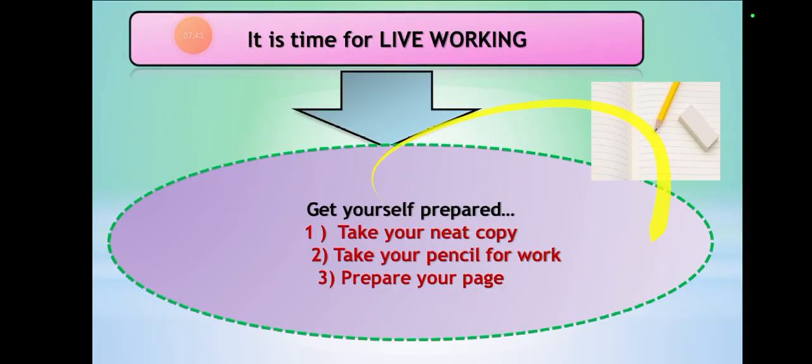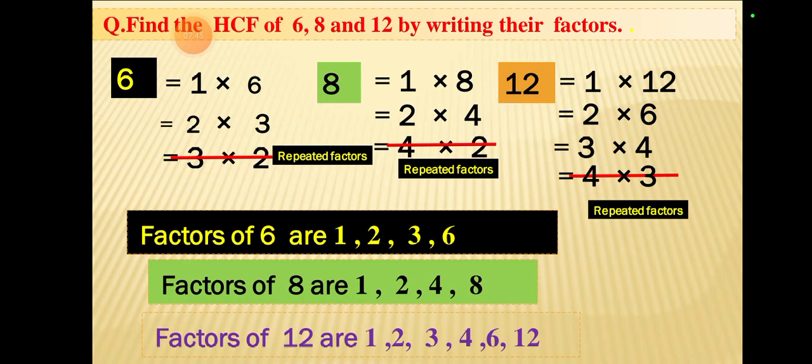So it's time for live working. So okay, if you want to, you can. So here again I have a question. Find the HCF of 6, 8 and 12 by writing their factors. Now first of all I have to write their factors, that are of 6. 1 × 6 is 6, 2 × 3 is 6, and then in 3 table, 3 × 2 is 6. It's a repeated factor, so I'll stop over here.